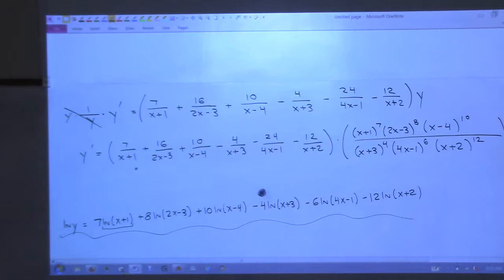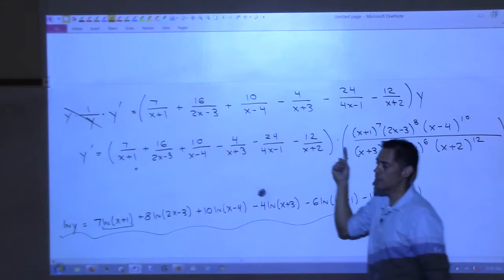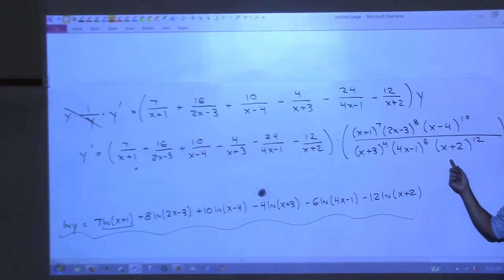That's it. That's the derivative. It is all the stuff we did, right? And then we had to multiply both sides by y. So here's y. I still think that's better than what it would have taken had we not done the logarithmic differentiation.